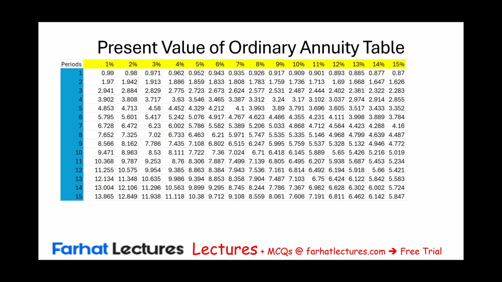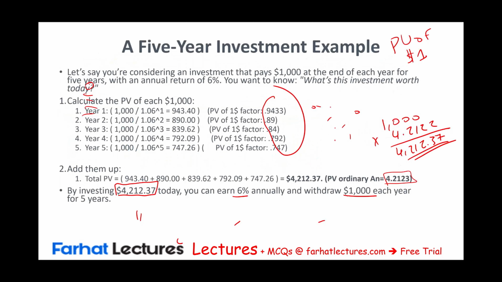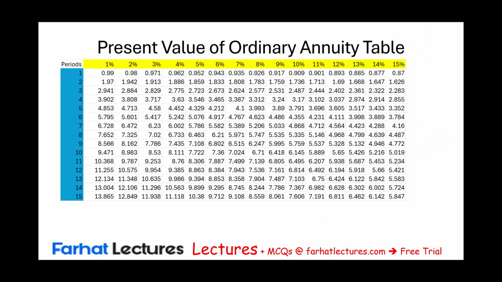Now, going through this computation will get tedious. So what happened is this. You could use either a calculator, or you can go to a new table called the present value of ordinary annuity table. Again, this is how you find the present value of an annuity using the table rather than using a formula or computation. How do you find this out?